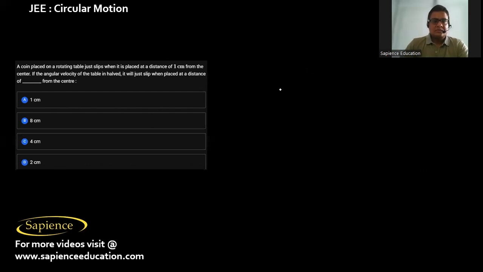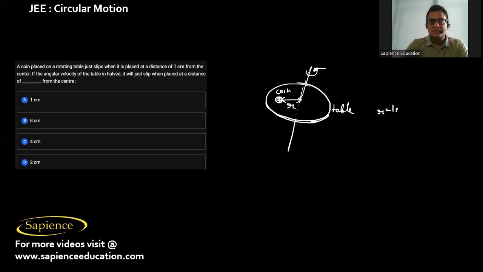Then it is told a coin placed on a rotating table. There is a rotating table, so it can rotate about its axis. One coin is placed at a distance of 1 centimeter from the center. So this is r equals 1 centimeter, means it is 0.01 meter. So at a distance of 0.01 meter, the coin is placed from the center.